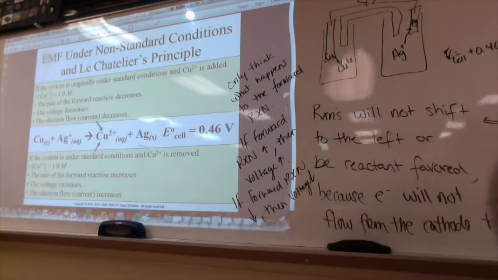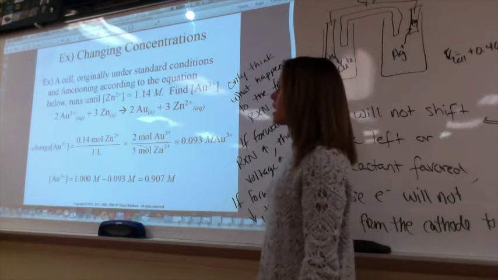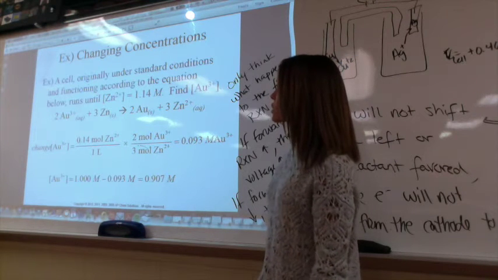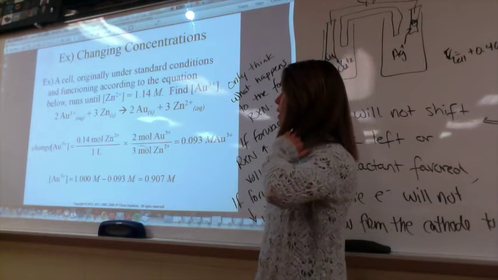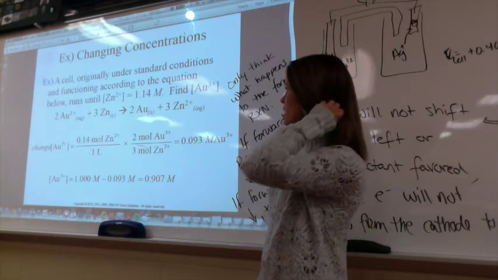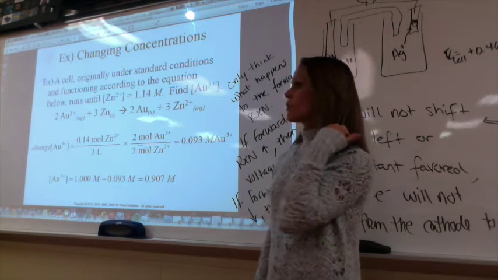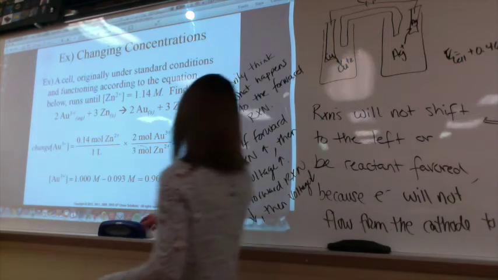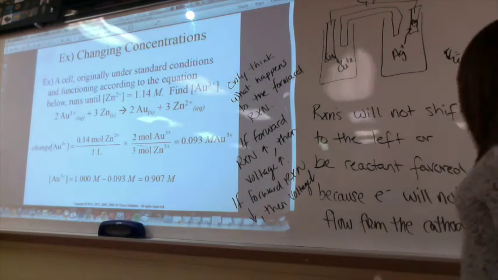We're all good? We're going to finish this lecture. Changing concentrations. A cell, originally under standard conditions and functioning according to this equation below, runs until zinc is 1.14 molar. Find what the concentration of gold is. All right, so let me draw this picture for you. We all have this written down? Okay.